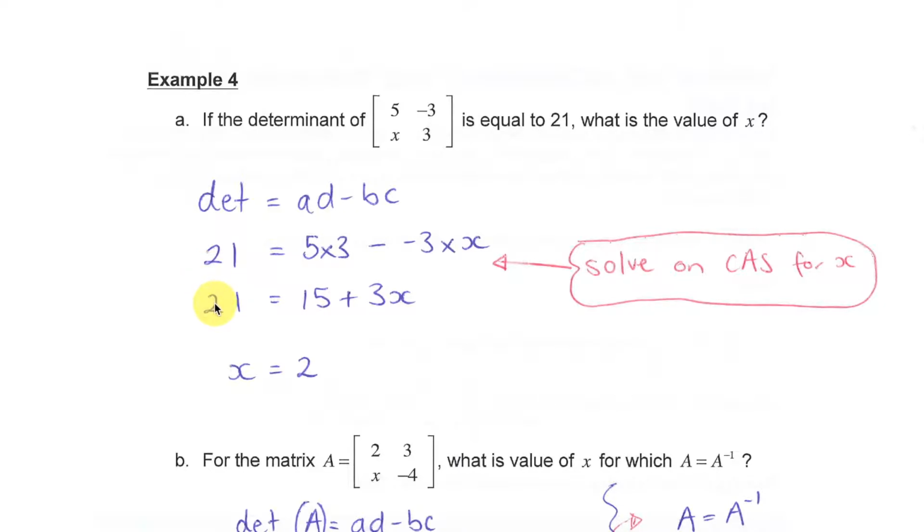Tidying things up, I have 21 equals 15 plus 3x. Now to solve for x, all I have to do is use the solve function on my CAS. So menu, algebra, solve, put in this line here, comma x, and you'll see that the solution for this is x equaling 2.